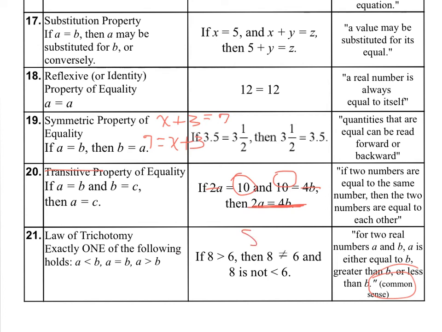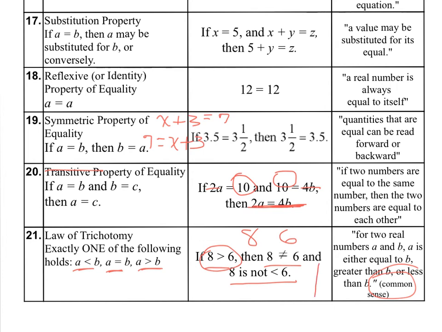So if you have two numbers like 8 and 6, 8 is greater than 6, which means that it can't be equal to 6 and it's not less than 6. So only one of these three is possible. You can't have more than one possible at the same time. If you have two numbers, it has to fit into exactly one of these categories.